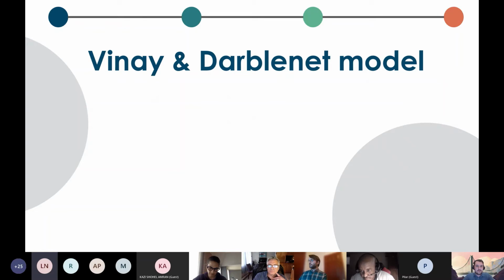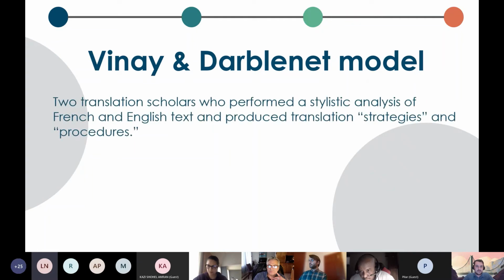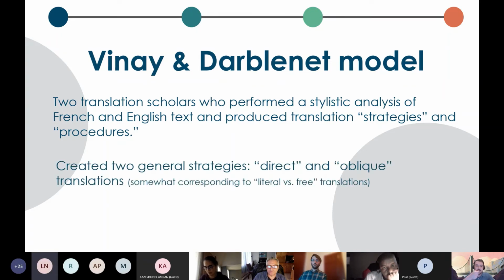So I wanted to start with the Vinay and Darbelnet model. These are two French scholars who performed a stylistic analysis of French and English and produced translation strategies and procedures. Like I said, most of these you do intuitively, but nonetheless, it's useful to name them so that we can see what we're doing while we are translating. This is one of the foundation texts of translation theory. They created two general strategies: direct translation, what we would call literal, and oblique translation, or sense for sense.